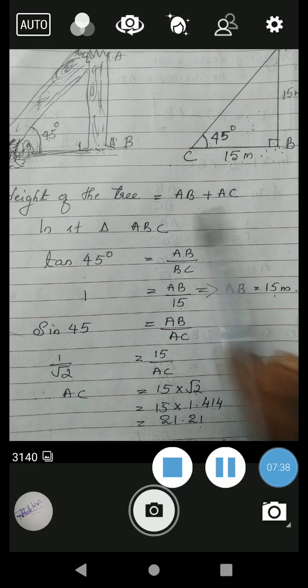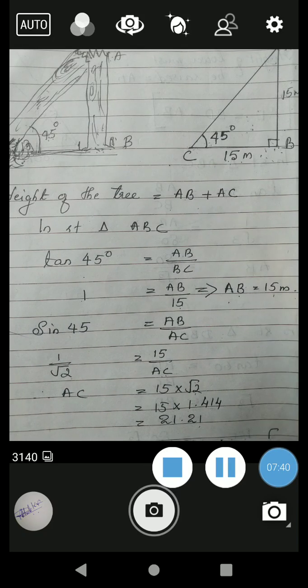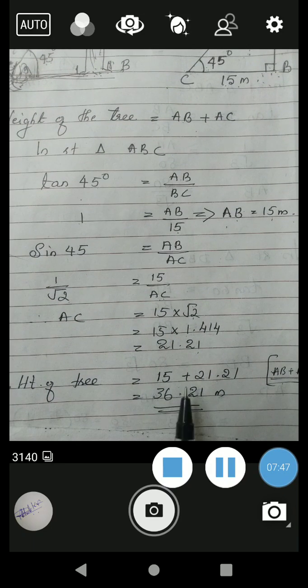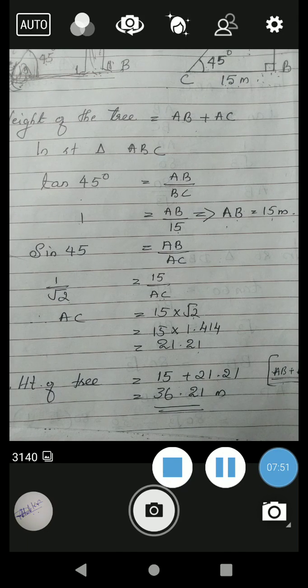But what is to be found out here? Height of the tree. So you just add AB plus AC. AB plus AC is, you can see, 15 plus 21.21, that is 36.21 meter.